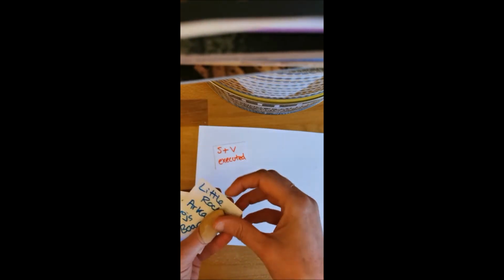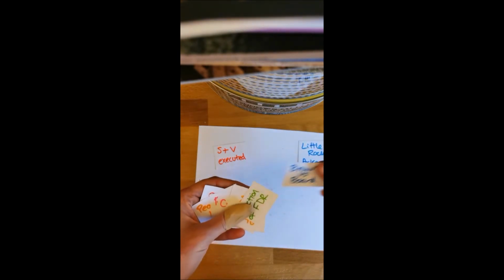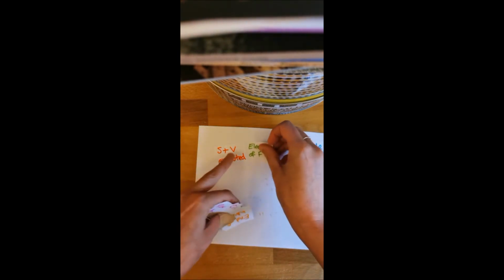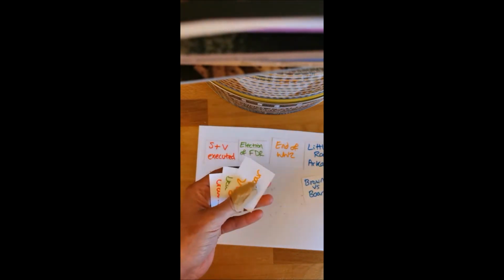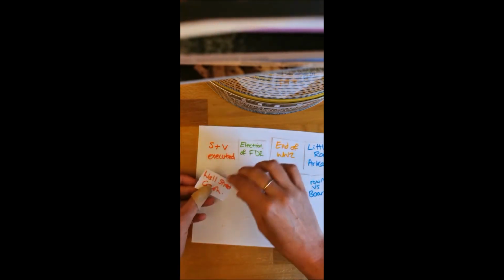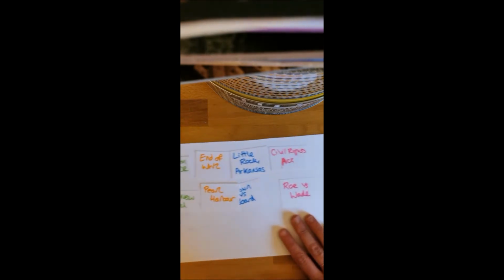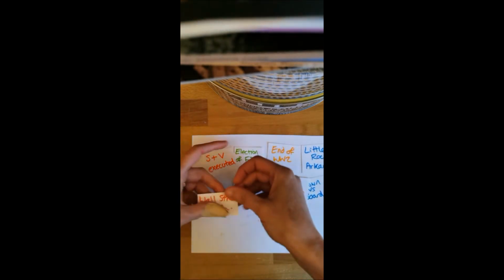Sacco and Vanzetti executed, Little Rock, Brown versus Board. Just getting them into the right decades, so tuning them up in terms of their colours. End of World War II, Civil Rights Act, that one there. There we go. Then within their decades, I'll get it into the correct order.